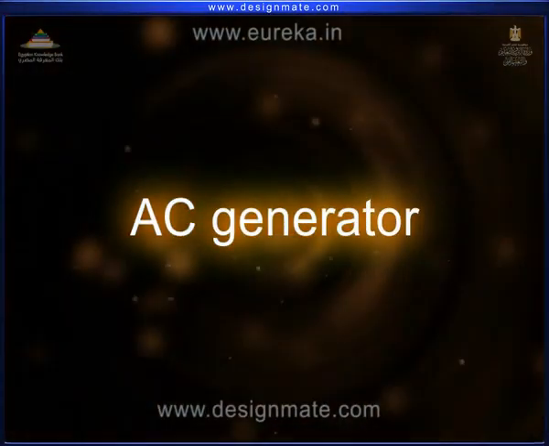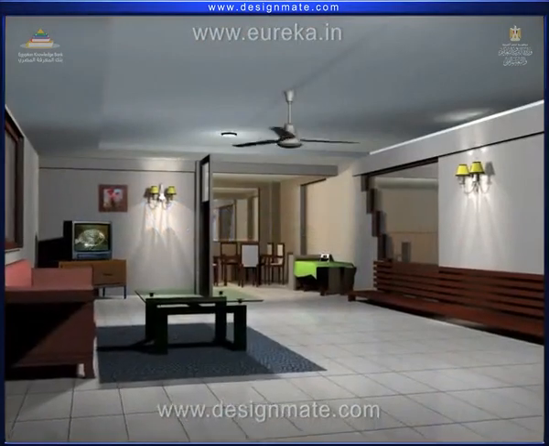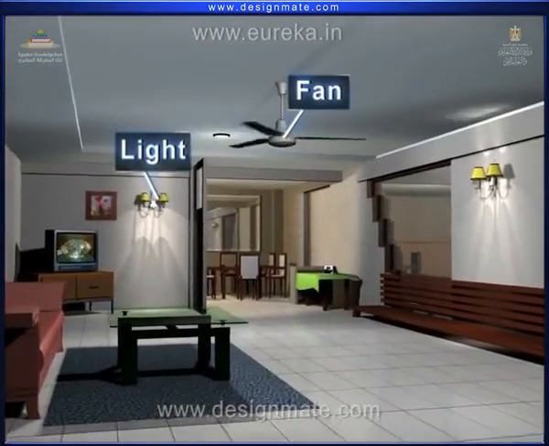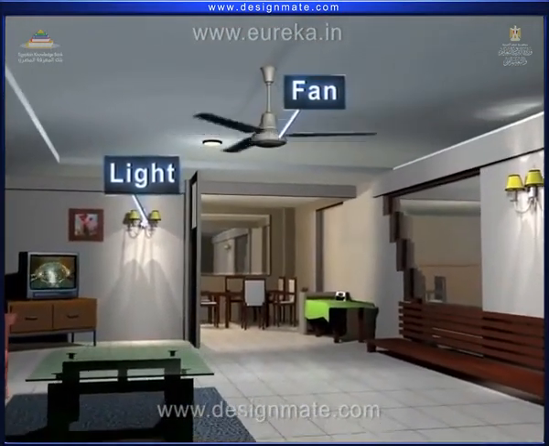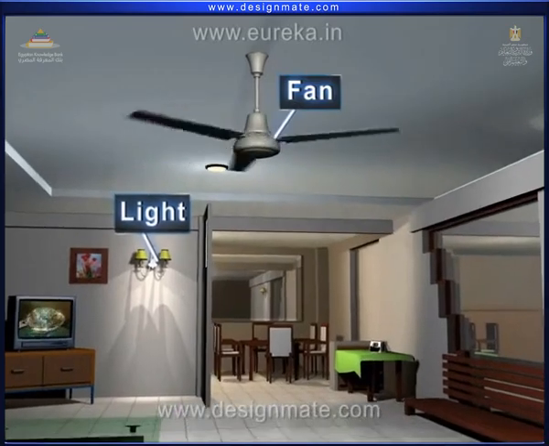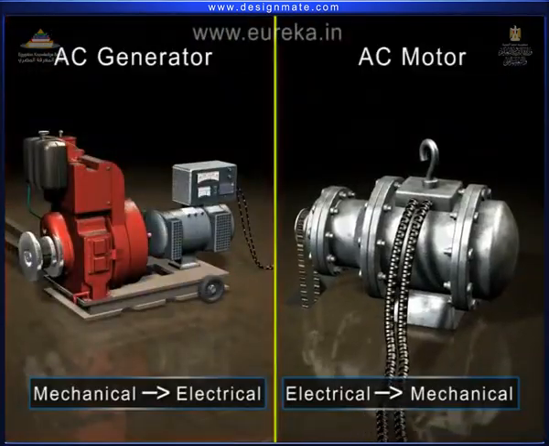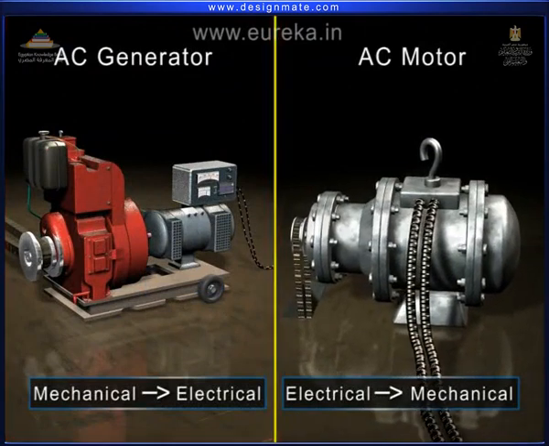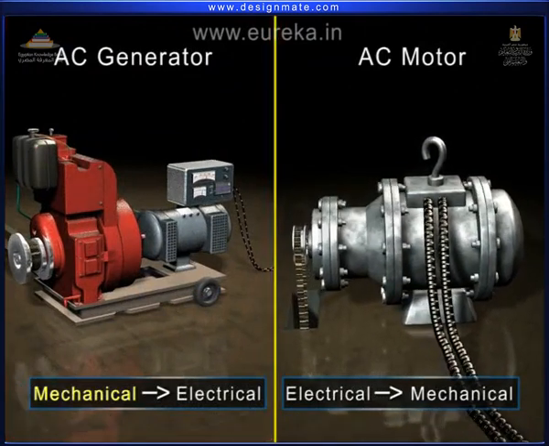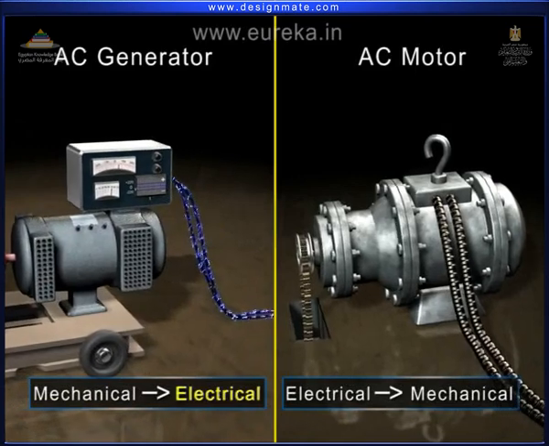AC generator. Appliances like fans, lights, etc. need electricity to run. But how is this electricity produced? It is done by an electric generator. A generator is a device which converts mechanical energy into electrical energy.